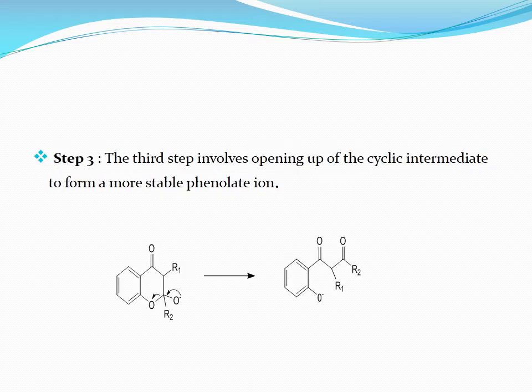In step 3, the ring opens. The cyclic ring opens, meaning the ring formed in step 2 opens, and so one phenolate ion is formed. This phenolate ion is more stable.